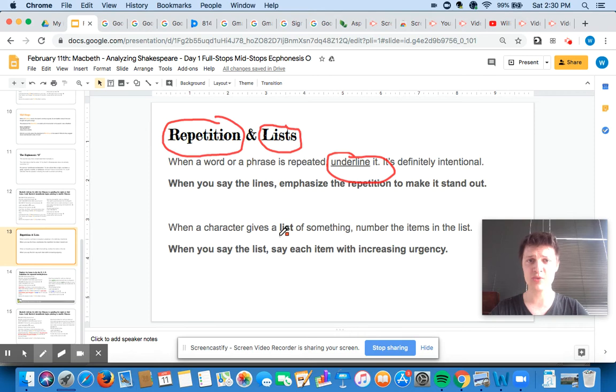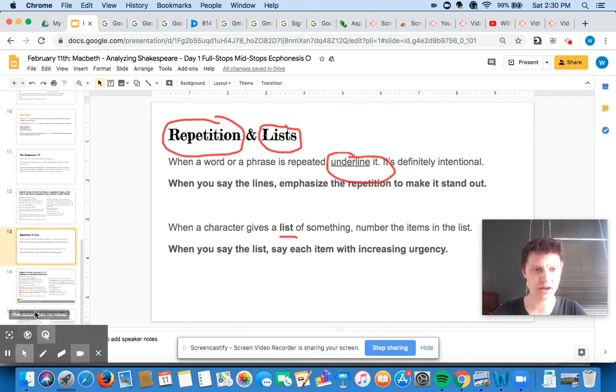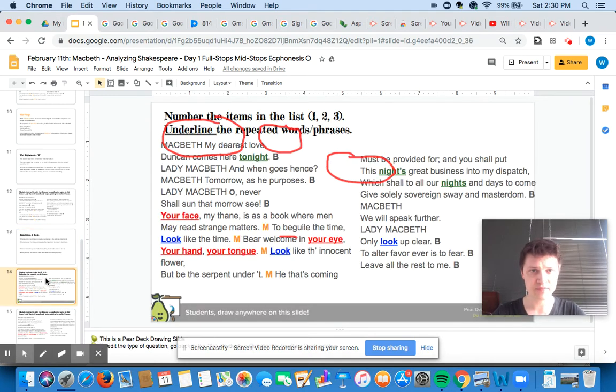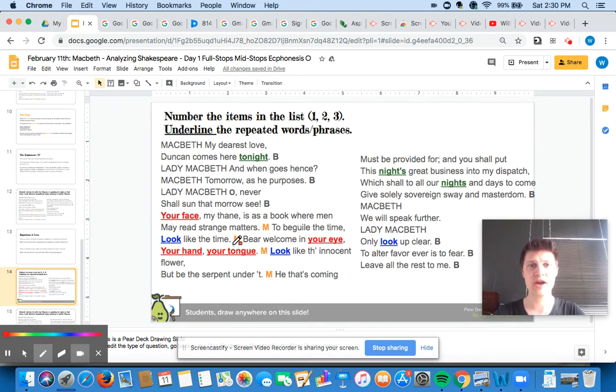Second thing to keep in mind is when a character gives a list of something like this, and then this, and this, that is also very intentional. Usually that was an instruction to the actor to say this list with increasing urgency, right? Most of the time, that is why Shakespeare would have a list of something. So let's point out a couple of these in this passage.